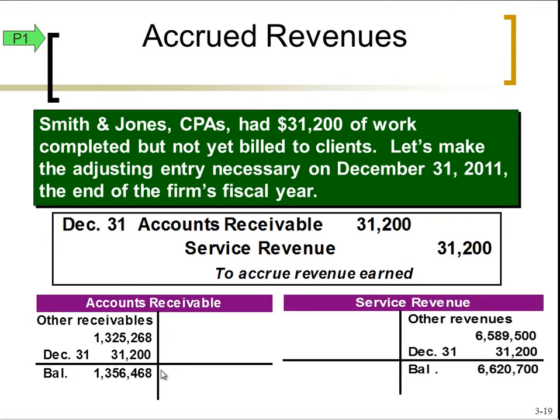That's the key thing. The adjusting entry here is the exact same entry we would make if we did bill them. It's a debit to accounts receivable to show that the money is owed to us, and a credit to service revenue to reflect the fact that we've earned that revenue. Now, with the accounts receivable, we probably have other receivables from other services, and we're just adding this in. We're debiting it to add it in. Service revenue, same thing. We've probably got other revenues throughout the year. Now we're just adding this amount in to adjust the balance.